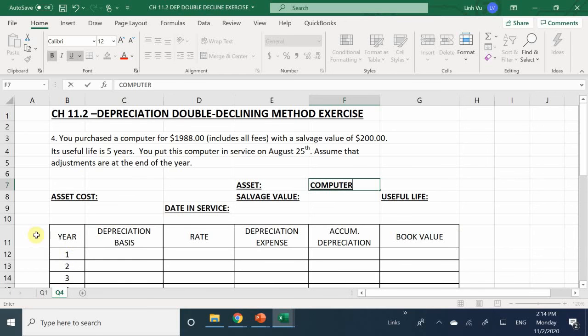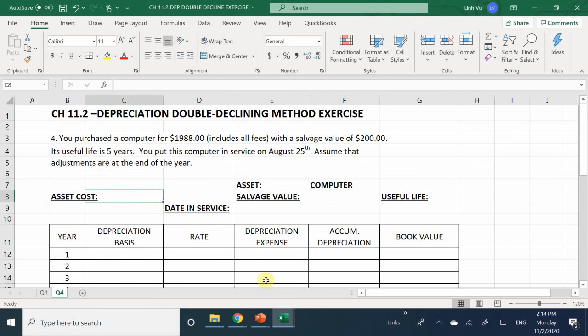Okay. And how much did that asset cost you? $1,988. Good. And what is the salvage value on this? It is $200. Okay. And what is the useful life? 5 years. And lastly, when did you place it into service?